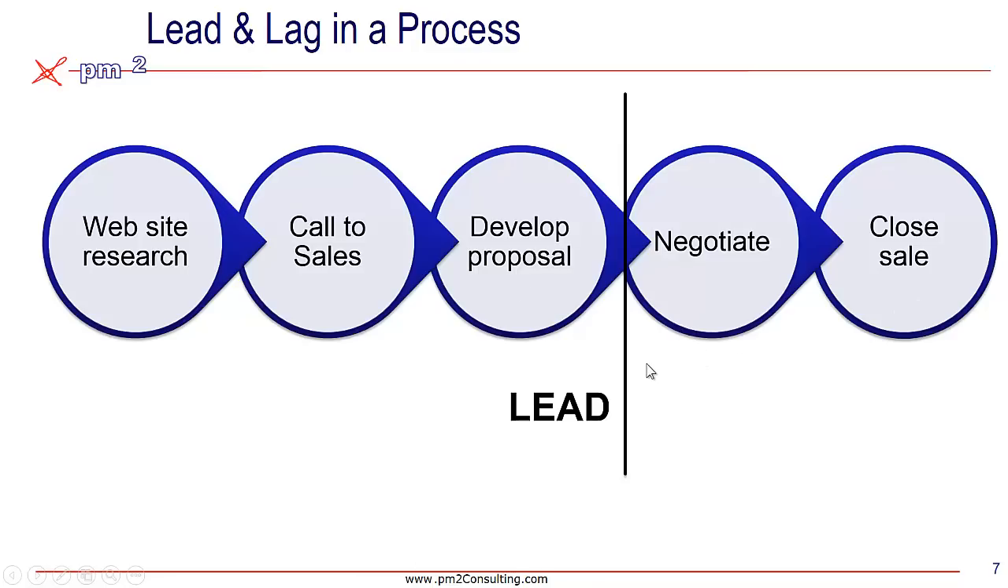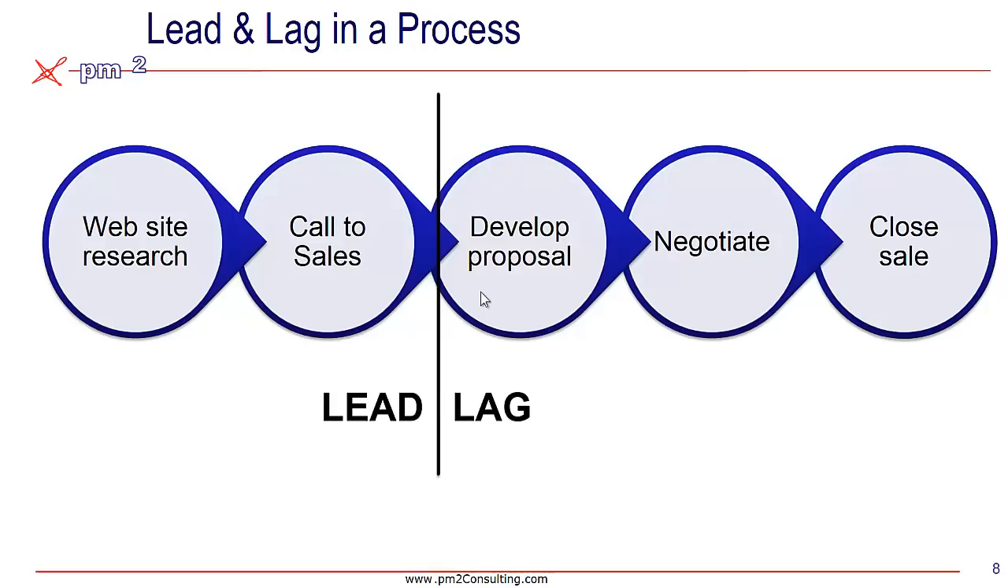On the other hand, if I wanted to develop a proposal, if I were to take a look at, say, negotiate, that would be a lag measure. Negotiate and close sales are lagging behind the proposal. If we measure negotiate and close sale, it's too late for us to do anything about proposal development. So this lead-lag equilibrium can occur anywhere in the value stream.